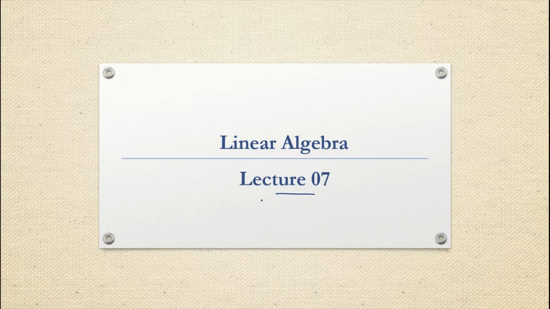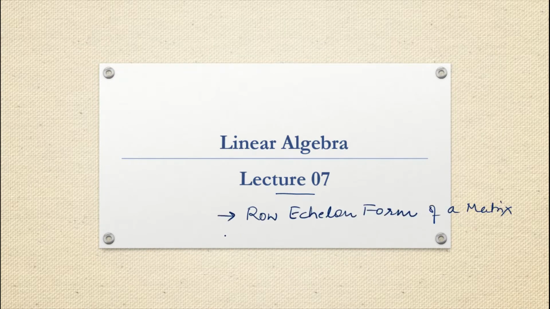In today's class we are going to see two very important topics. One is row echelon form of matrix and second is reduced row echelon form. So we are going to cover the concept of these two topics in today's class.